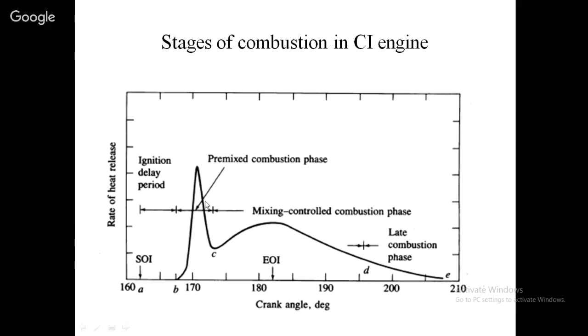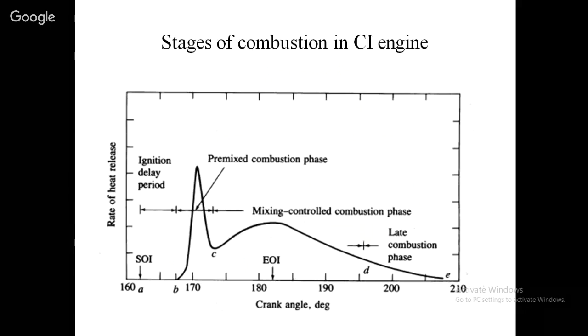So from point B to point C, this is a rapid increment, a rapid change in the heat release. This is because whatever fuel was coming from point A to point B was accumulated within the chamber, and when it starts burning, all the fuel particles which came between A and B start burning together, and that's why the heat release is very high and very sharp.